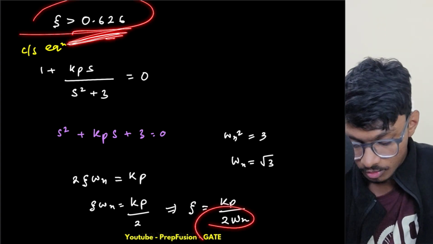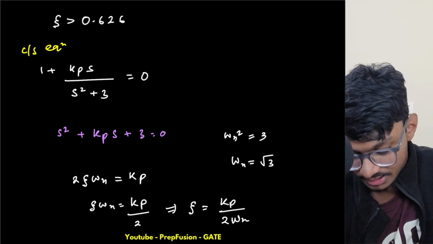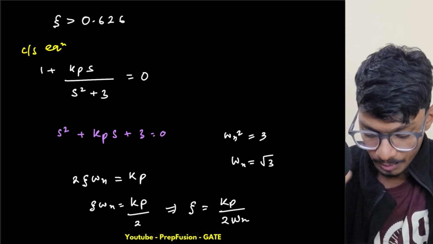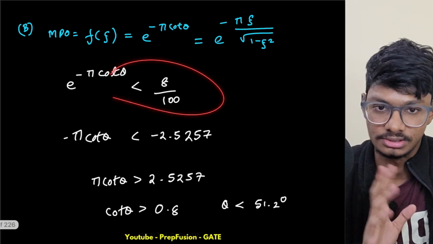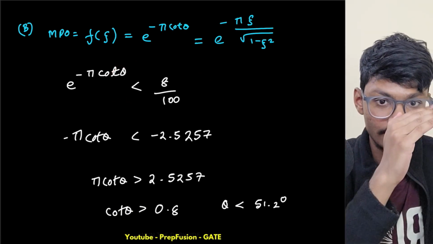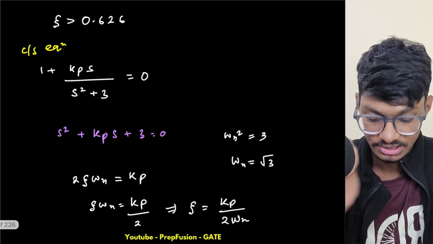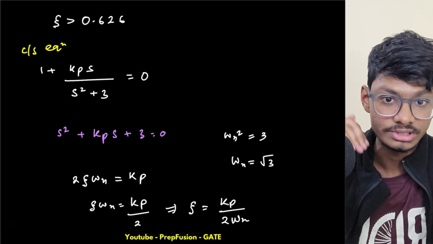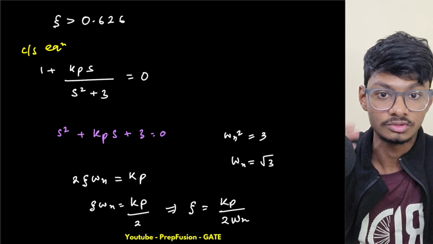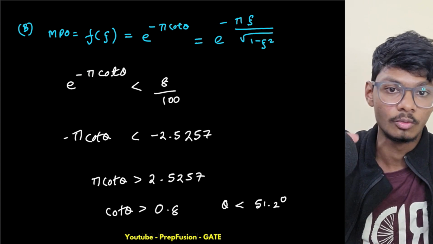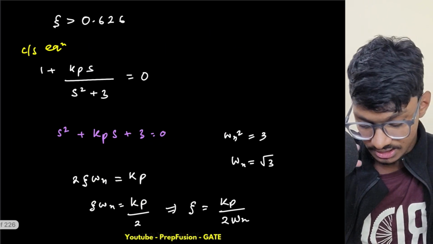Okay, so I hope you got the understanding of why zeta has to be greater than this, because with intuition you can understand your peak overshoot has to be less than 8%. Zeta introduces damping, so damping reduces the overshoot. Damping reduces the oscillations, so obviously zeta has to be greater than this. If zeta reduces, the oscillation will increase and the peak overshoot will increase. Obviously we don't want that. We want to reduce the peak overshoot. Peak overshoot has to be less than 8%, so that is the reason.